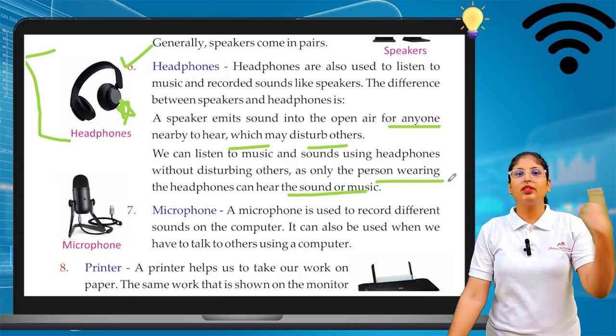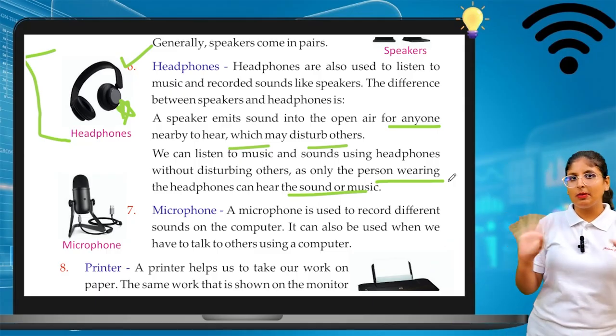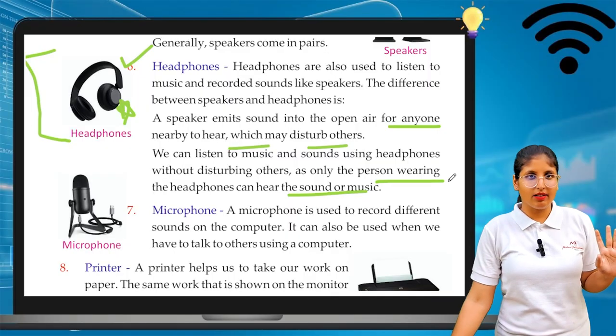The other people within your surroundings cannot hear the music. Okay, these are the differences.